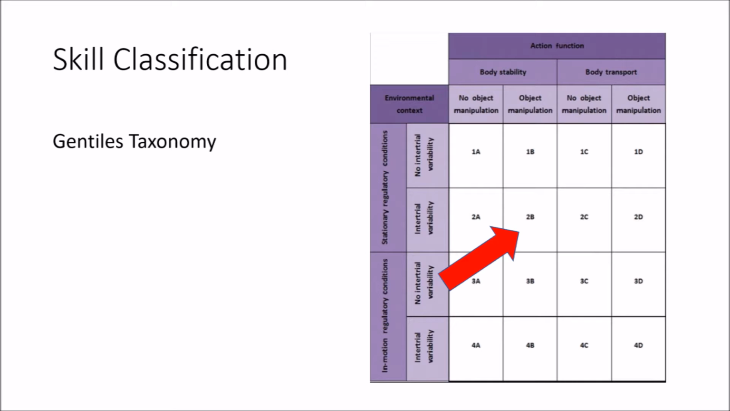On Gentile's two-dimension taxonomy, the snatch would be considered a 2D. Gentile's taxonomy considers the environmental context, open or closed, and the function of actions. The snatch has low intertrial variability, only changing with the weight. It has object manipulation, body stability, and stationary regular conditions.